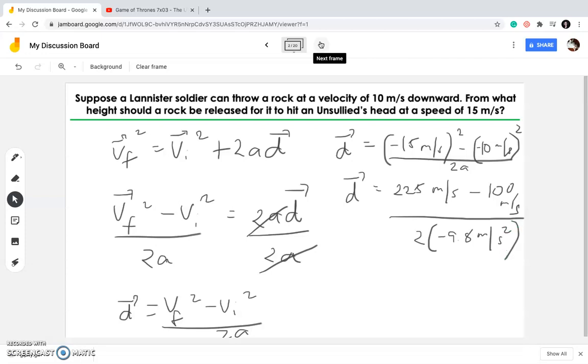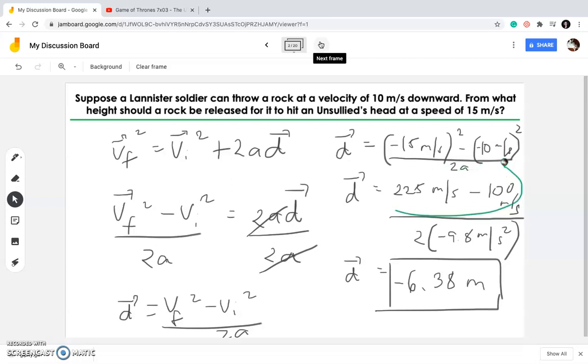Okay. Now let's do the math. Well, we can use a calculator for an easier life. So that's going to be 125 divided by negative 19.6. You're going to have 6.38 meters with a negative sign, right? It will come out negative because in the numerator you have positive, since 225 minus 100 is positive 125, and then the denominator is negative 9.8 times 2, negative 19.6. So positive divided by negative, this will be the final answer.